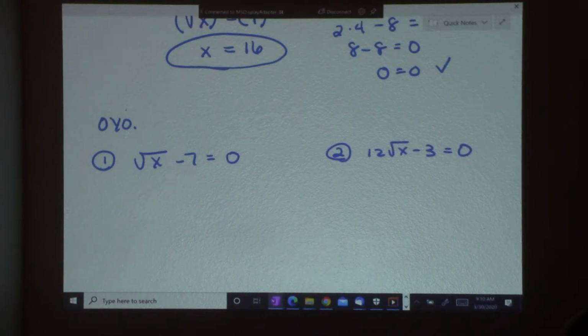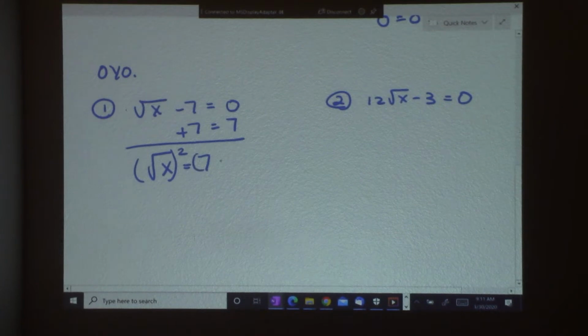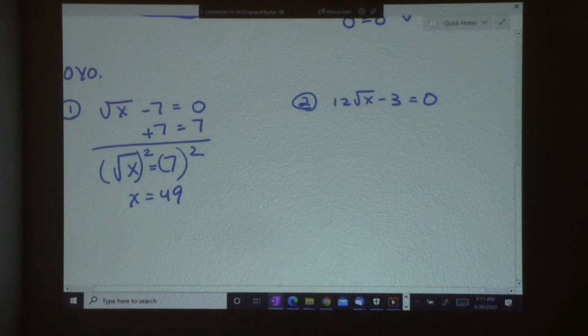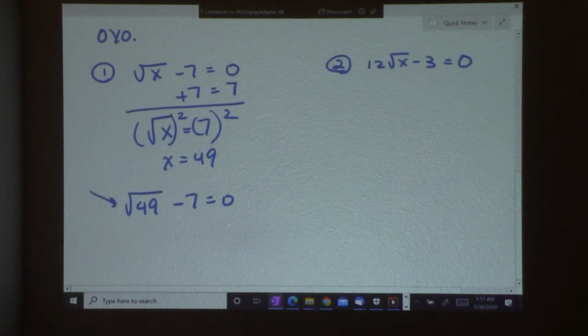All right, so now if you've already tried these, let's go through these. I'm going to add 7 to both sides, and I get the square root of x equals 7. And then I'm going to square both sides, and I get x equals 49. Okay, so let's check that by putting 49 in. And that's a positive only there. So 7 minus 7 is 0, and it works.